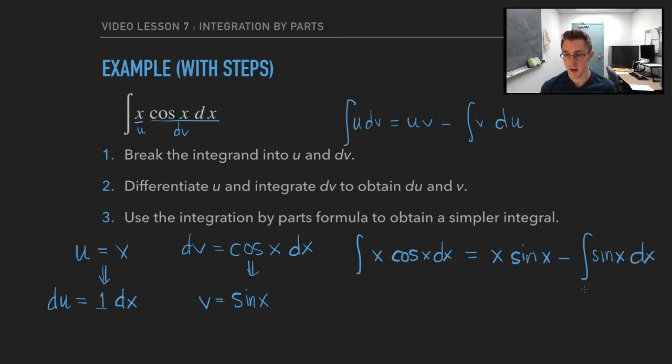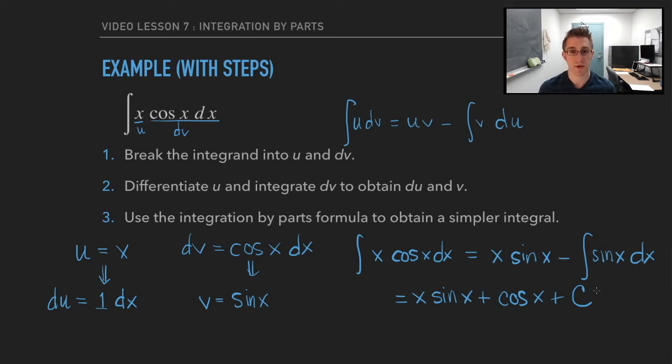And now look, I have an integral here that is simpler than what I started with, so I can actually do this without any more tricks. So my final answer is x sine x, and an antiderivative of sine is negative cosine, so I have plus cosine x, and a plus c at the end because it was an indefinite integral.